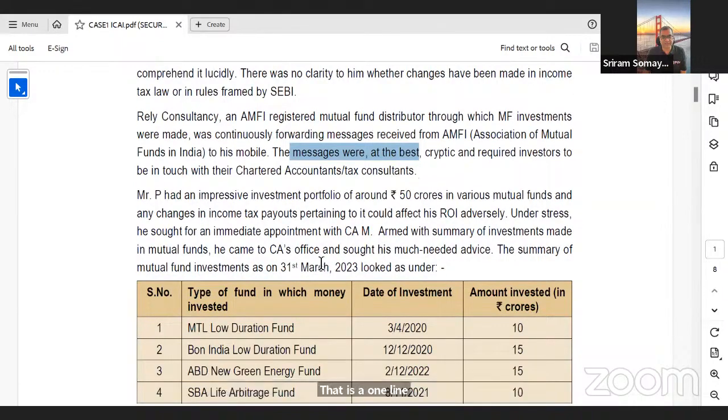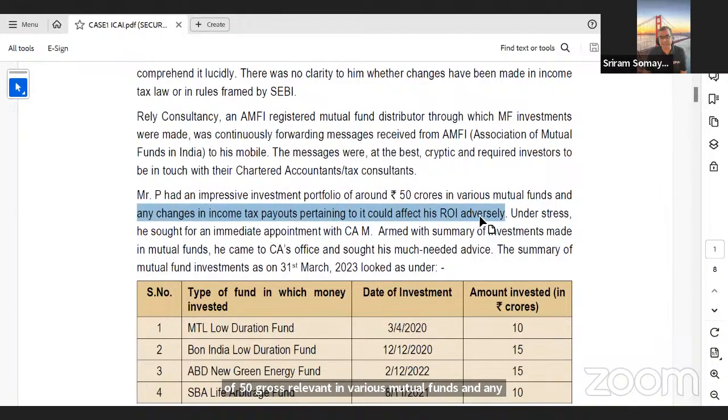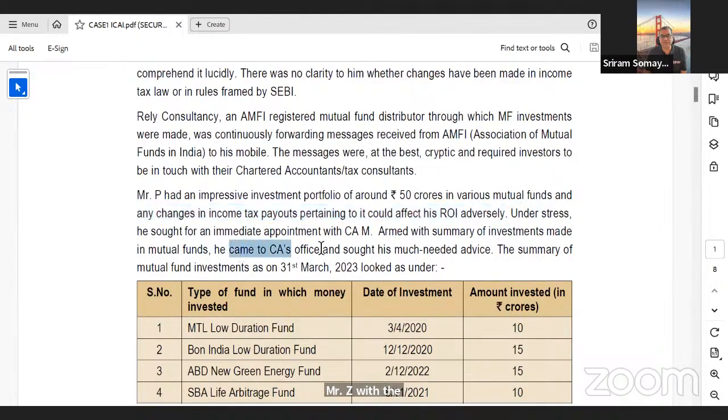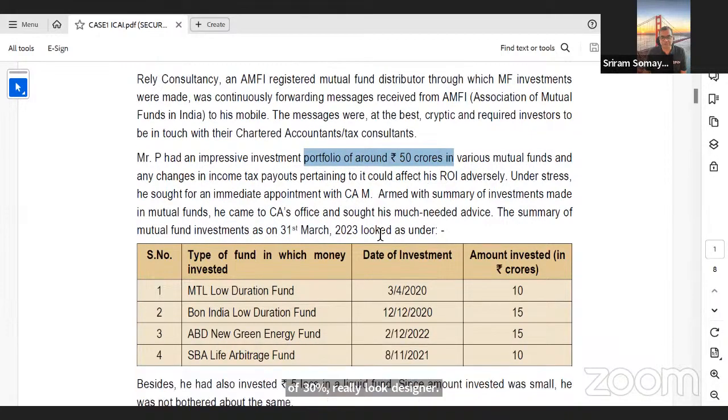Now comes the next part. Mr. P has an impressive investment portfolio of 50 crores in various mutual funds, and any changes in income tax payouts pertaining to it could affect his ROI adversely. Under stress, he sought an immediate appointment with Mr. C, the CAM, and armed with a summary of investments made in mutual funds, he came to the office and sought his much needed advice. The summary of the mutual fund investments as on 31st March 23 looked as under. Again, lot of gyan, very little stuff. Portfolio value is 50 crores. That's all.